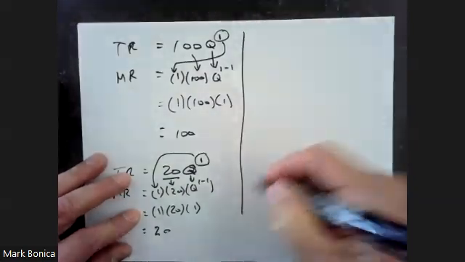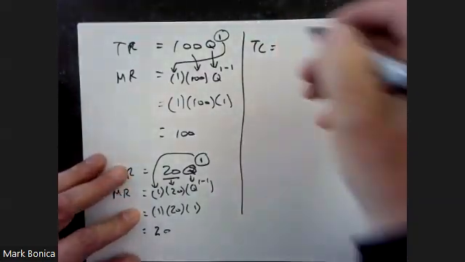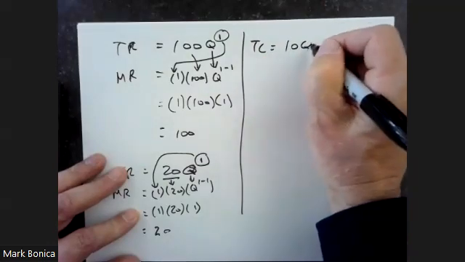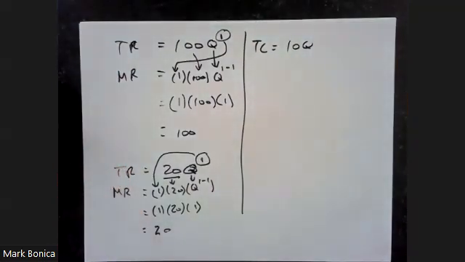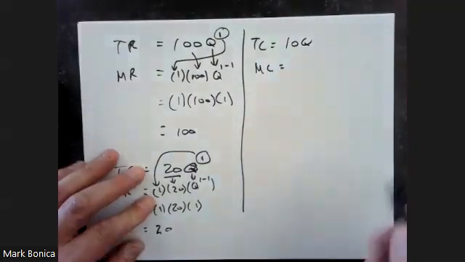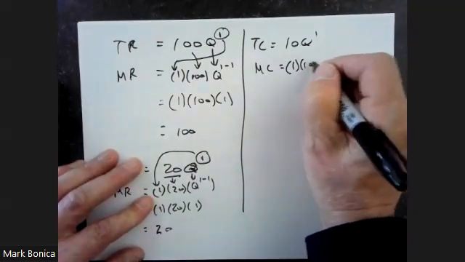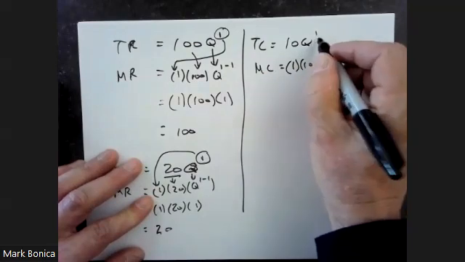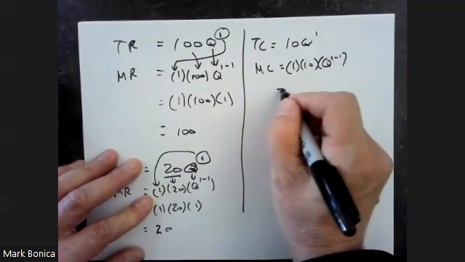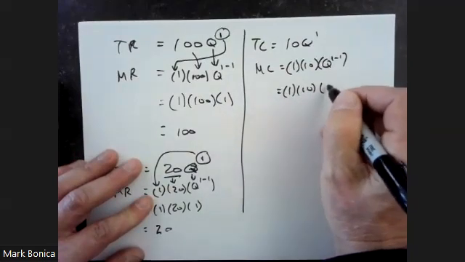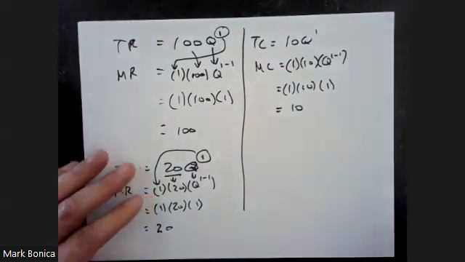What about my total cost? What if my total cost is 10Q? Well, intuitively, you know it's going to be 10, but humor me. The marginal cost then is going to be, that's actually Q to the 1. Bring the 1 down, bring the 10 down, and bring Q to the 1 minus 1. So I've got 1 times 10 times 1, which is 10.